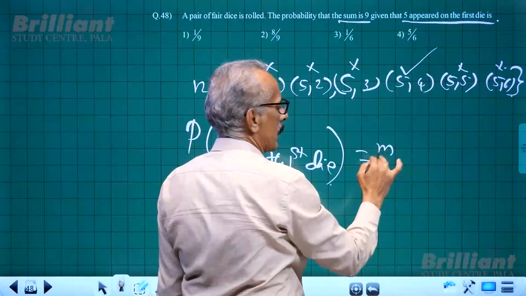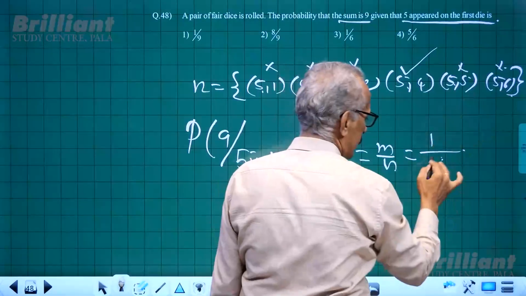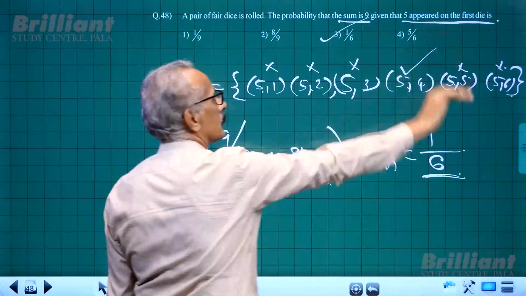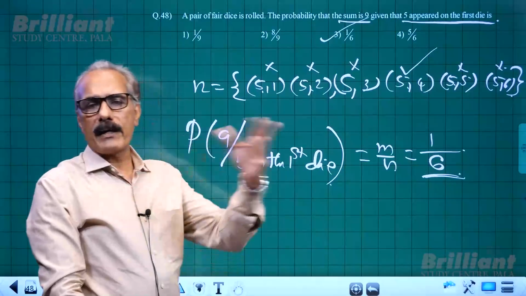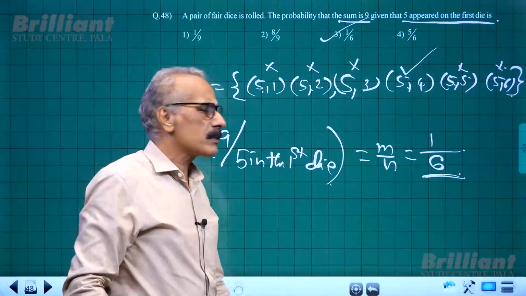So, your answer is m by n. That is, m is 1, 2, 3, 4, 5, 6. That is this. 1 by 6 is your answer. No need of applying A intersection B. Probability of A given B is equal to probability of A intersection B by this. No need.